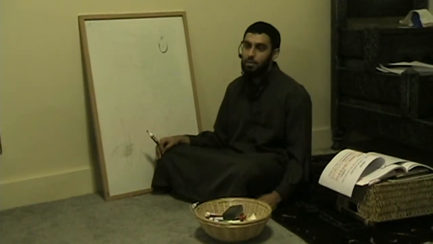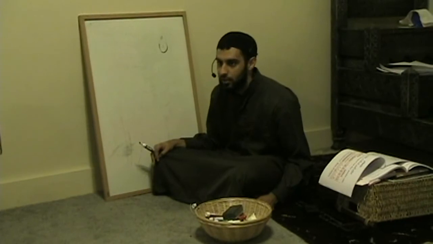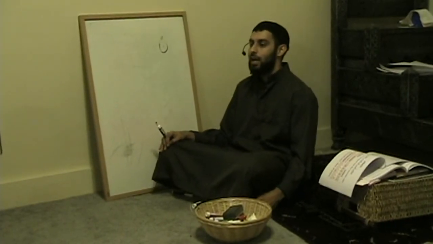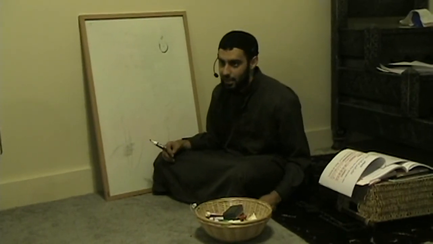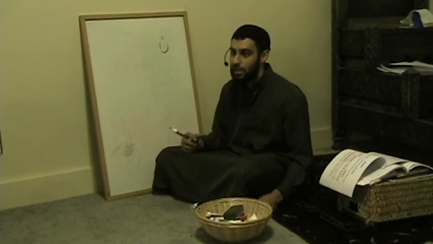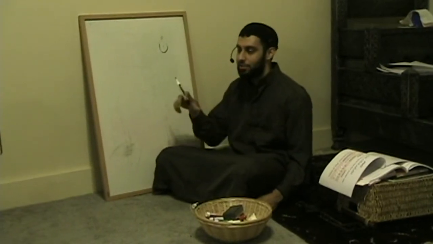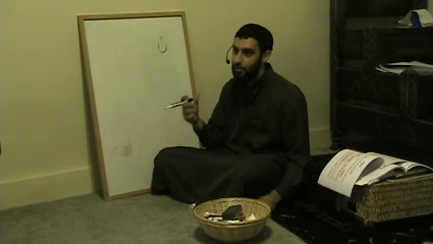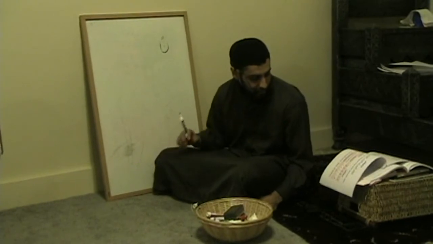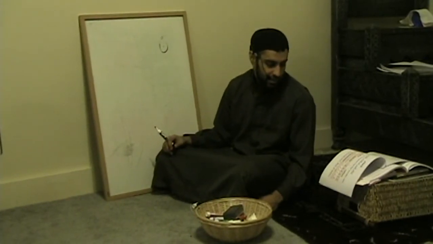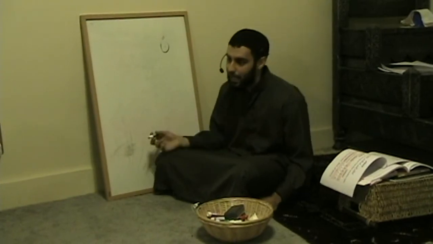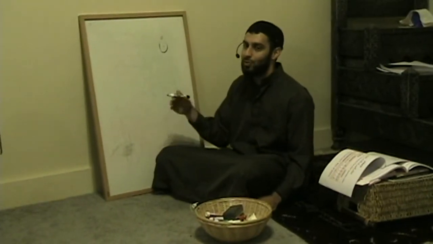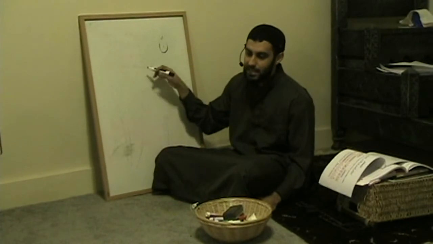Then there's iqlab, which is conversion. Iqlab comes from the same root as qalb, which means heart. It's interesting, because the heart is naturally a place that changes a lot, and the state of the heart changes as well. So iqlab is conversion. When we have a noon sakin followed by a ba, it converts into a meem, and you'll see a little meem sign in the Quran.